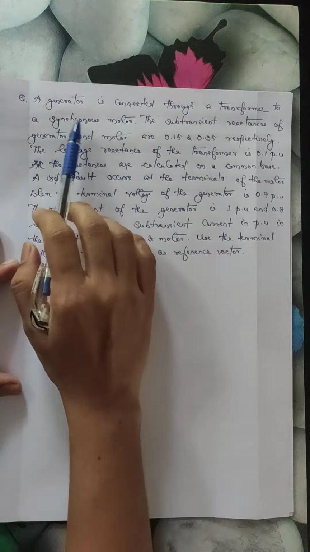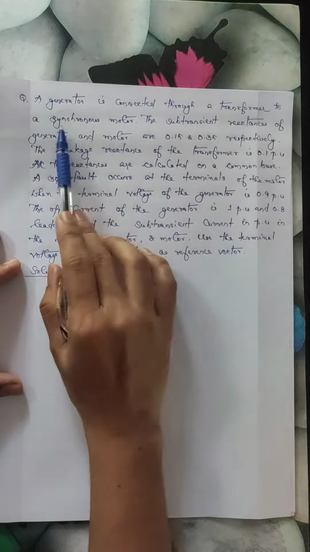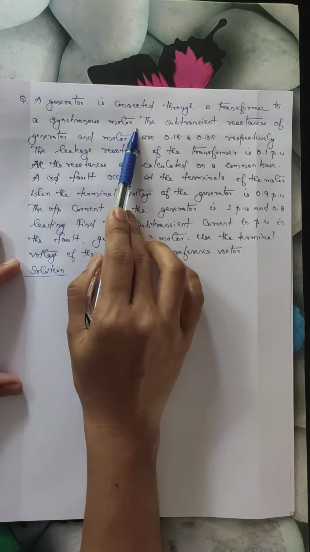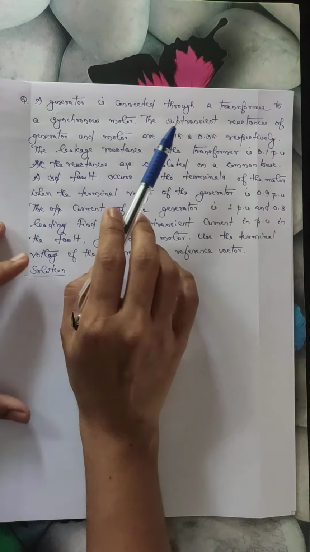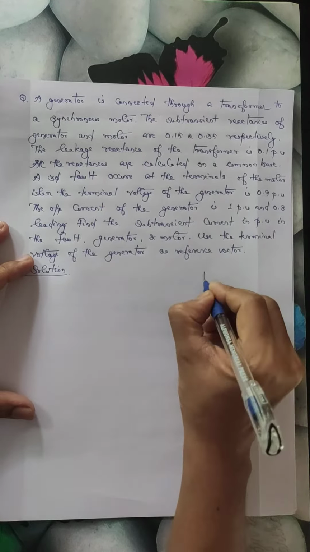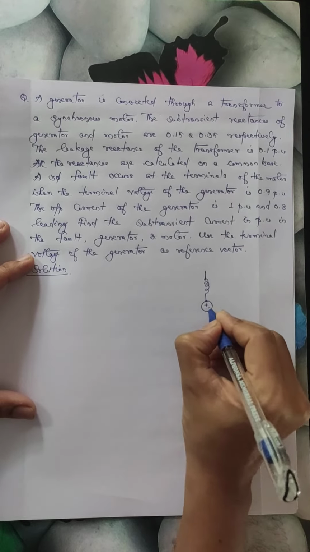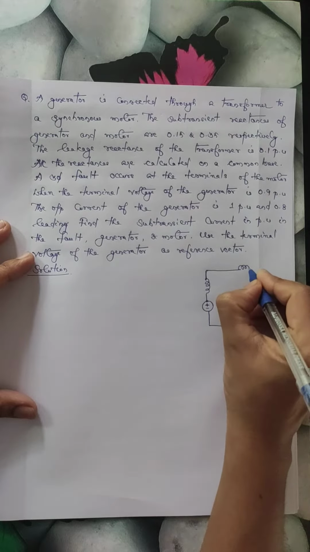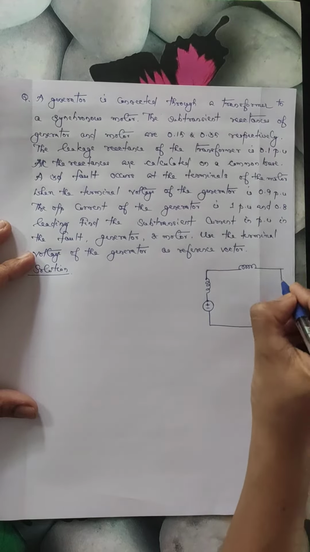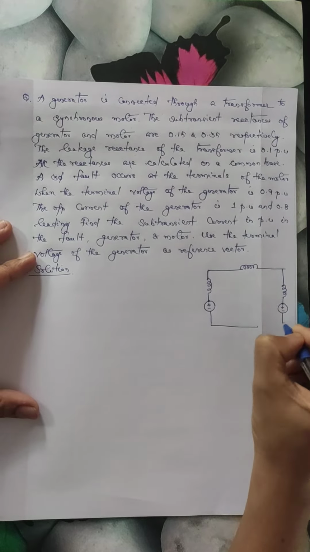So let us draw the reactance diagram first. Generator is connected through a transformer to a synchronous motor. So a generator, transformer and a synchronous motor. Generator, a reactance in series with a voltage source. Then a transformer is represented as a series reactance. And finally the motor as a reactance in series with a voltage source.